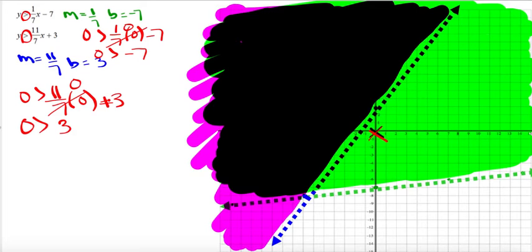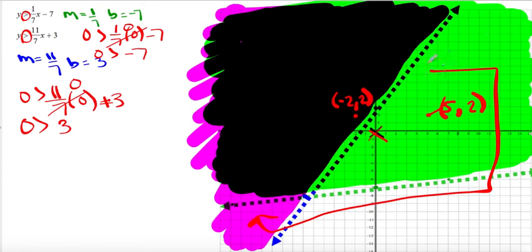Okay, so a solution to this system is everything in black, not including the dashed line. So for example, -2, +2 would be a solution, and everything else that's shaded black. And then everything in pink, white, or green is not a solution. So you can pick any point really. I'm going to pick 5, 2 as my non-solution. So everything in this area right here is not a solution.